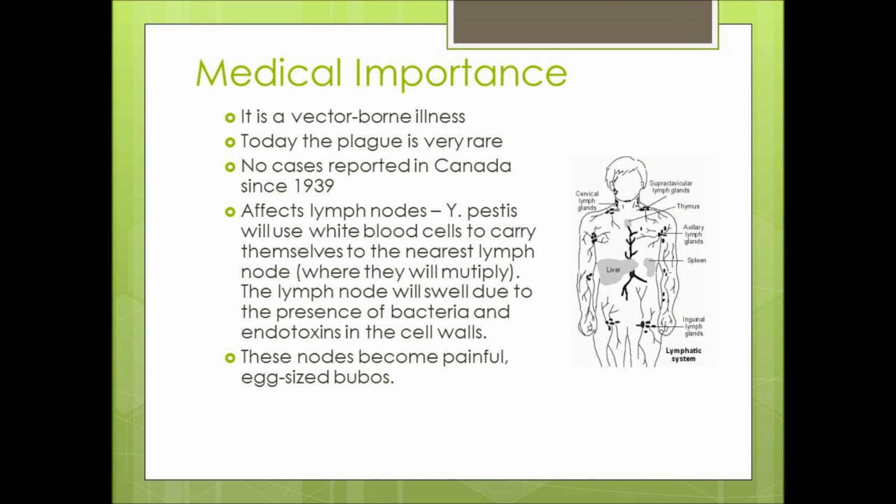The bubonic plague affects lymph nodes. Yersinia pestis will use white blood cells to carry themselves to the nearest lymph node, where they will multiply. The lymph node will swell due to the presence of bacteria and endotoxins in the cell walls. These nodes become painful, egg-sized buboes.